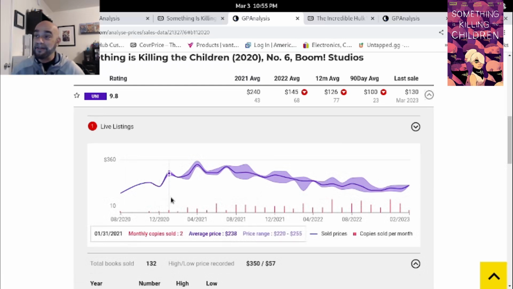The hype of the series blew up in the comic boom. As you can see, it climbed up to $238. It peaked all the way at $318, and it's been slowly trending down. It was $142, went down to $83, and now it's starting to percolate back up. And I think it's because of the Netflix announcement.